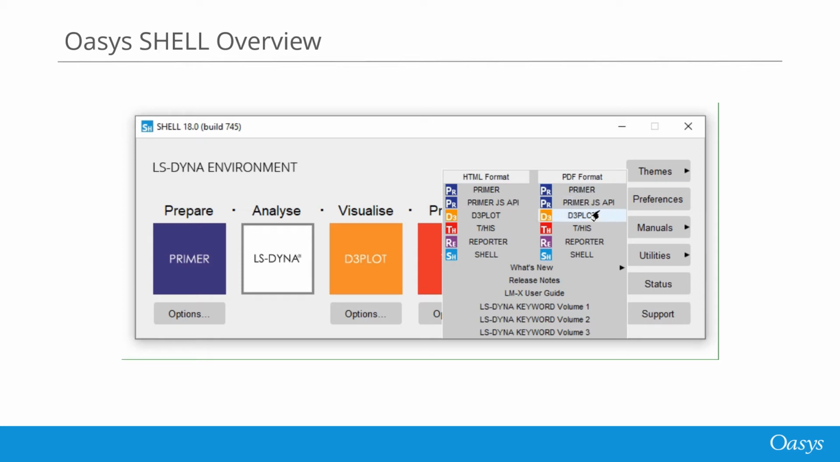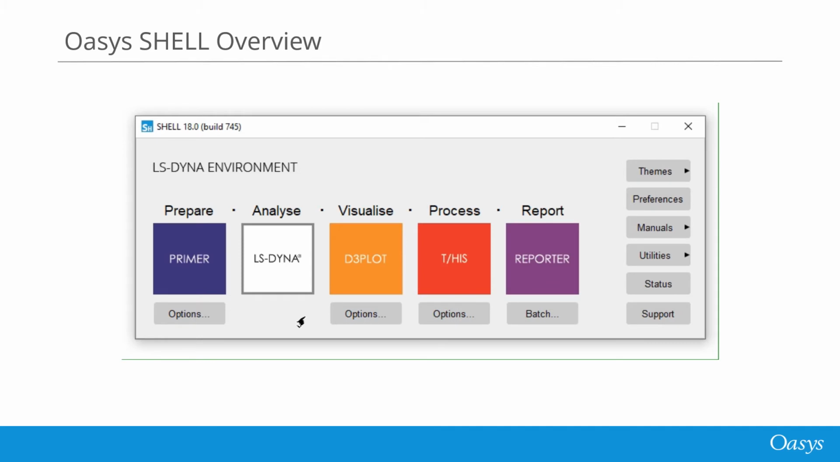This includes the manuals for each application, the What's New presentations where you will find an overview of the latest updates for each of the pre and post processors for version 18. You can access release notes and the LS-DYNA manuals volumes 1 to 3. It is also a gateway for the LS-DYNA job submission.